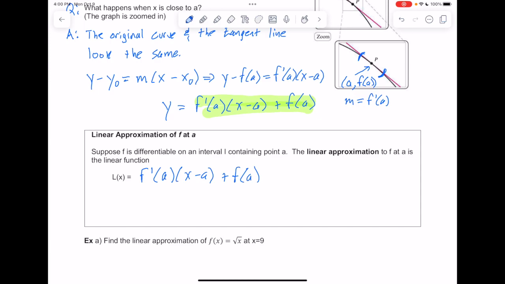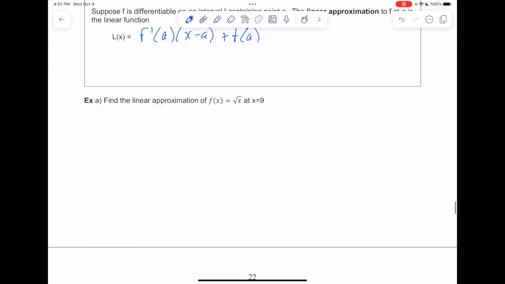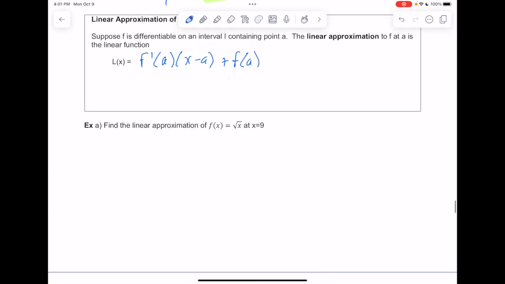Sounds pretty complicated, I suppose. Let's try and make more sense out of it by looking at this example down here. Find the linear approximation of f of x equals the square root of x at x equals 9. All right, so that's a new way of saying something old. Really, all they're asking us to do is find the equation of the tangent line at x equals 9. So we just do our normal procedure for that.